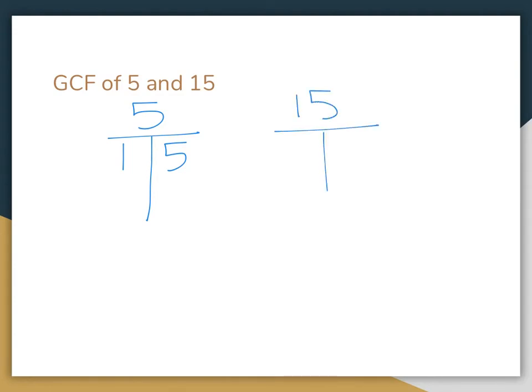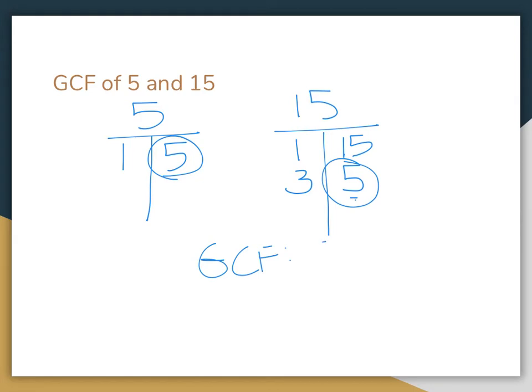15, I know I'll always start with 1 and the number itself. 2 does not go into 15 because 15 is an odd number. 3 does. 3 times 5 equals 15. 4 does not. 5 does, but it's already on the other side, so I'm done here. So the greatest common factor of 5 and 15 would be the biggest number that is in both of these lists. I can see just by looking without listing them out that the greatest common factor of 5 and 15 is 5.